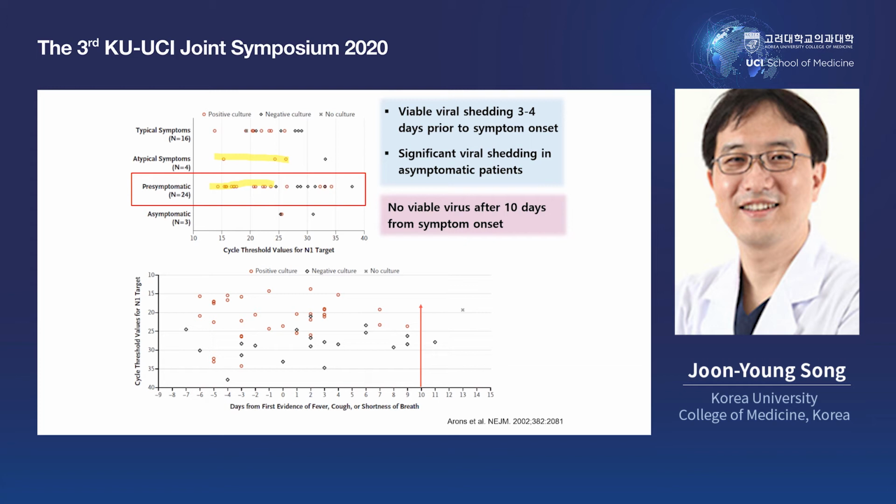Even though SARS-CoV-2 gene fragments are detected for a long period, more than 3 weeks, on PCR tests, a viable virus is not cultured if more than 10 days have passed from symptom onset. The red circle means viable virus detection. After 10 days from symptom onset, viable virus was not detected anymore.